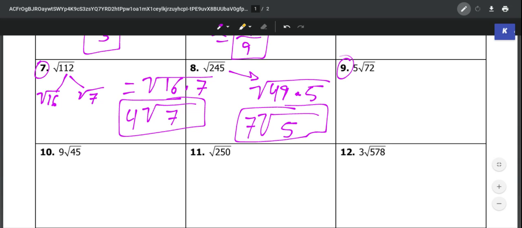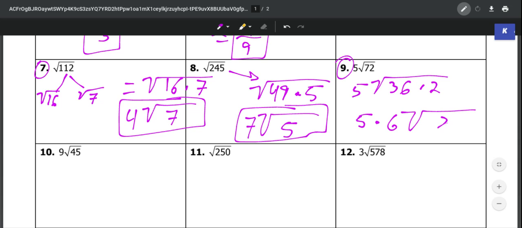If you have a problem like number 9, where there's a square or a coefficient on the outside, you just break down the inside and multiply it. So that would look like this. 72 is not a perfect square, so we keep 5 on the outside, and on the inside we can use 36 times 2, because 36 is a perfect square. So once we take the square root of 36, it now comes outside of the radical and is multiplied by 5, and then 2 stays on the inside. So this final answer would be 30 square root of 2.